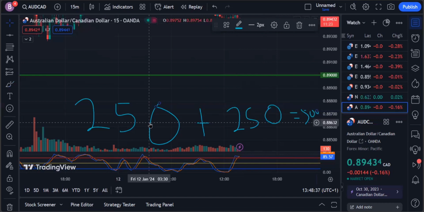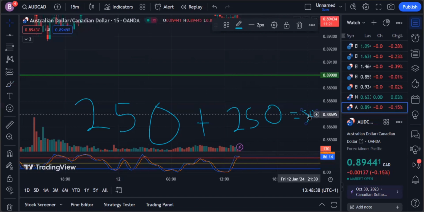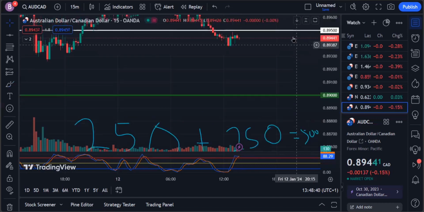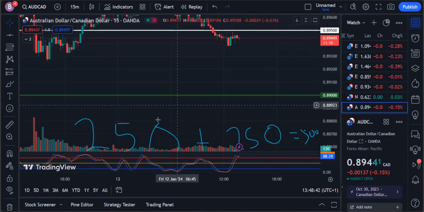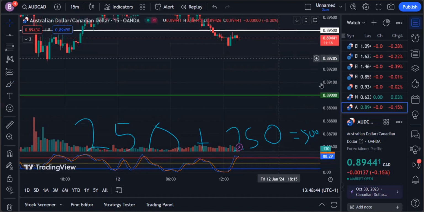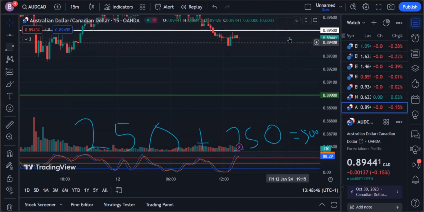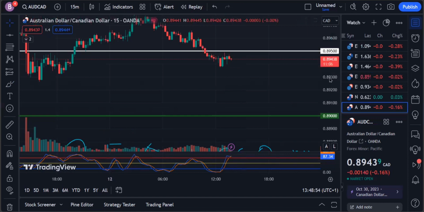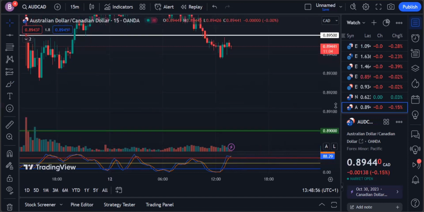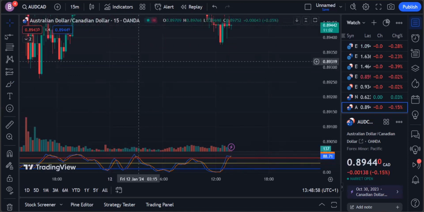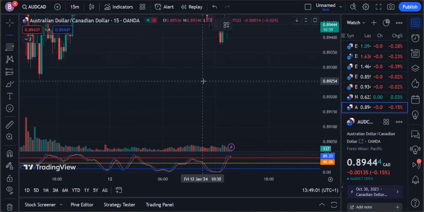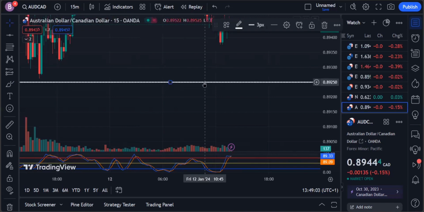So since we know that 250 and 250 is going to give us 500, and this is the 500, that means 250 is the exact half between 1,000 and 500, or between the half of 500. So we just locate what 250 levels in this price, so we just locate it, and we map it out. Now we'll also do the same thing.